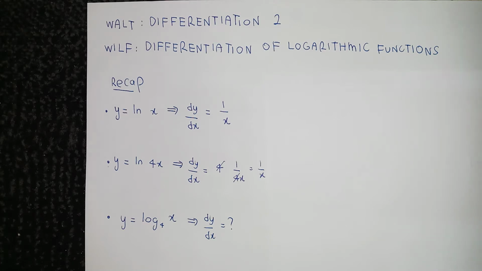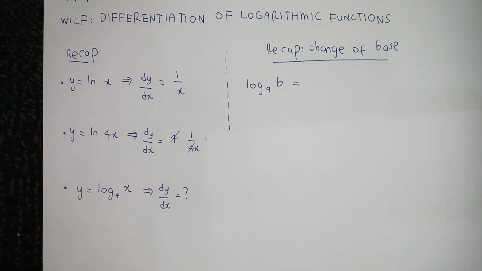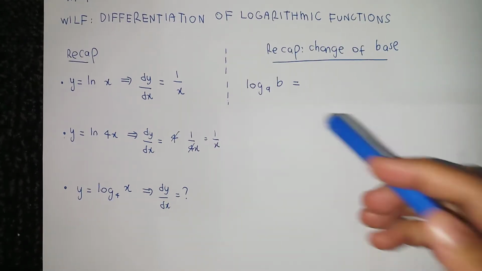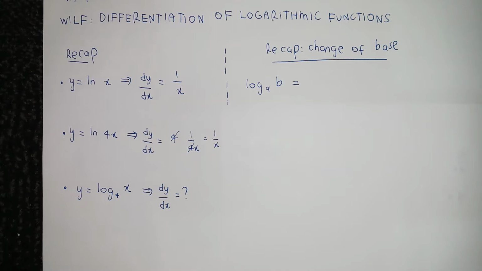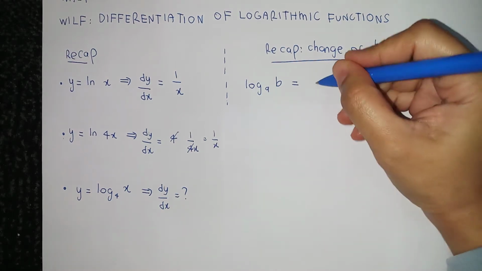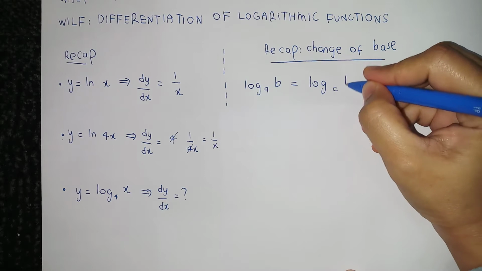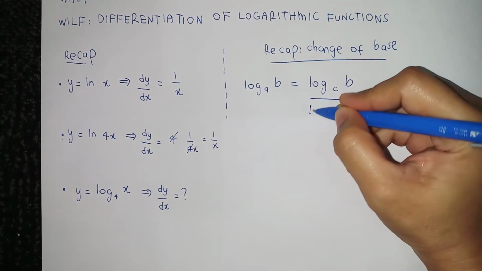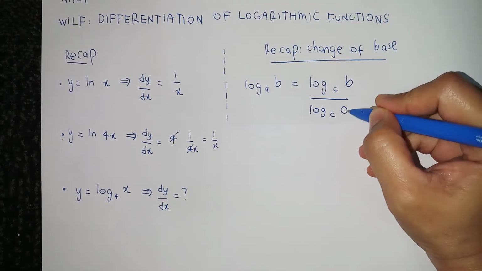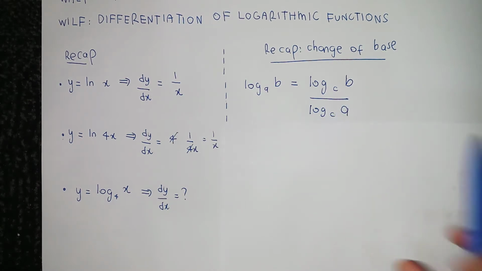So we recap a bit. How do we change the base of log? Let's say I have log_a b, and I want to change to base c. This is how we change the base: log_c b over log_c a. Log_c b over log_c a.